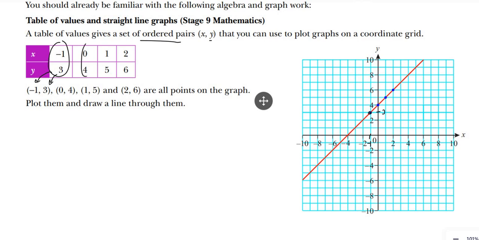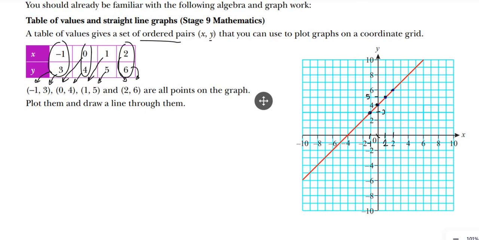In this case, 0, 4 is 0 for x, 4 for y. It will be 0, 4, this dot over here. 1, 5: x is 1, y is 5. This one will be number 1, this one will be number 5, these dots. And now the pair 2, 6: x equals 2, y equals 6. So 2, 6 is over here.